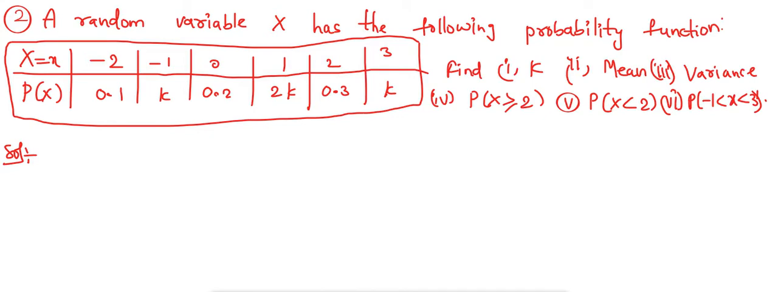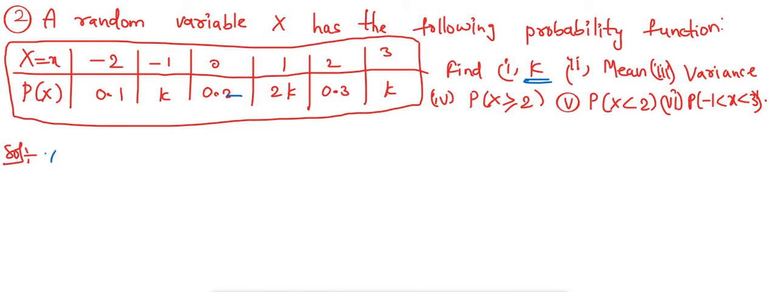The second problem: a random variable X has the following probability function. The random variable x takes the values minus 2, minus 1, 0, 1, 2, 3, and the corresponding probability values are 0.1, k, 0.2, 2k, 0.3, k. Now find k, the unknown value, the mean, the variance, and the probability of x greater than or equal to 2, the probability of x less than 2. The sixth one is the probability of minus 1 less than x less than 3.